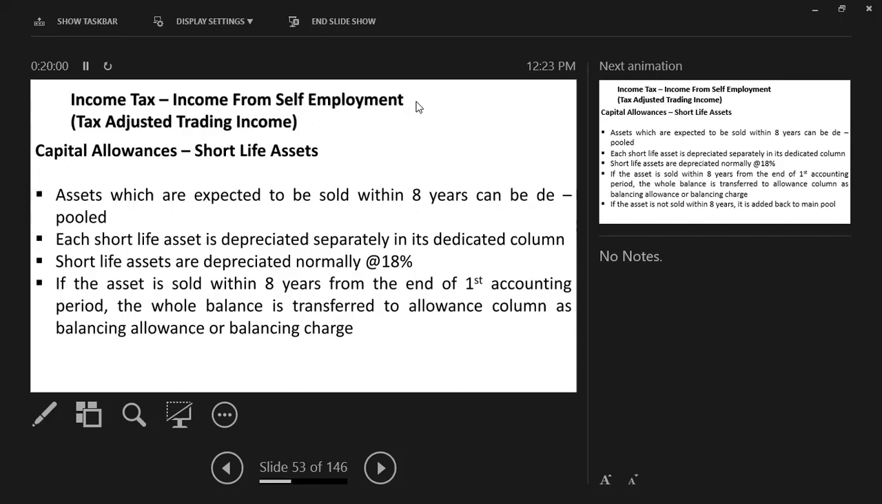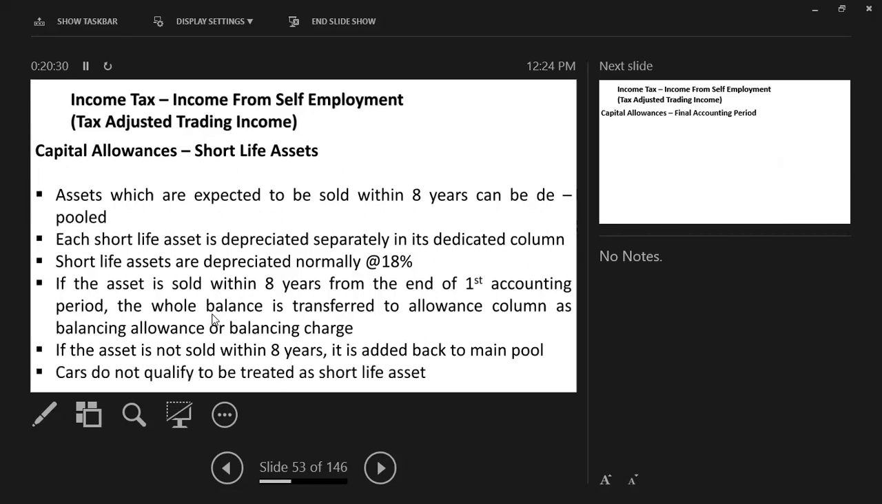Please write next point. If the asset is not sold within 8 years, it is added back to main pool. We already discussed this one. And after that, please write the answer to the question of Rafi.